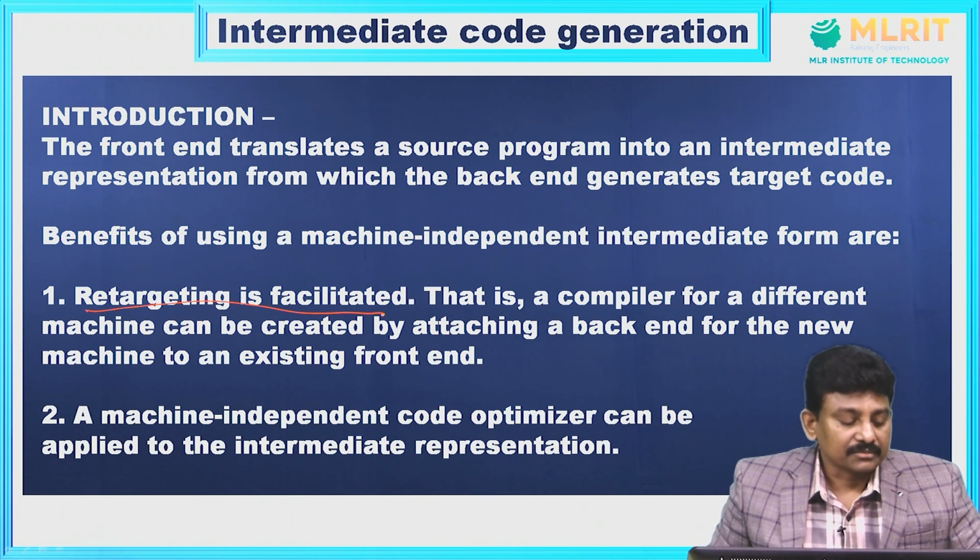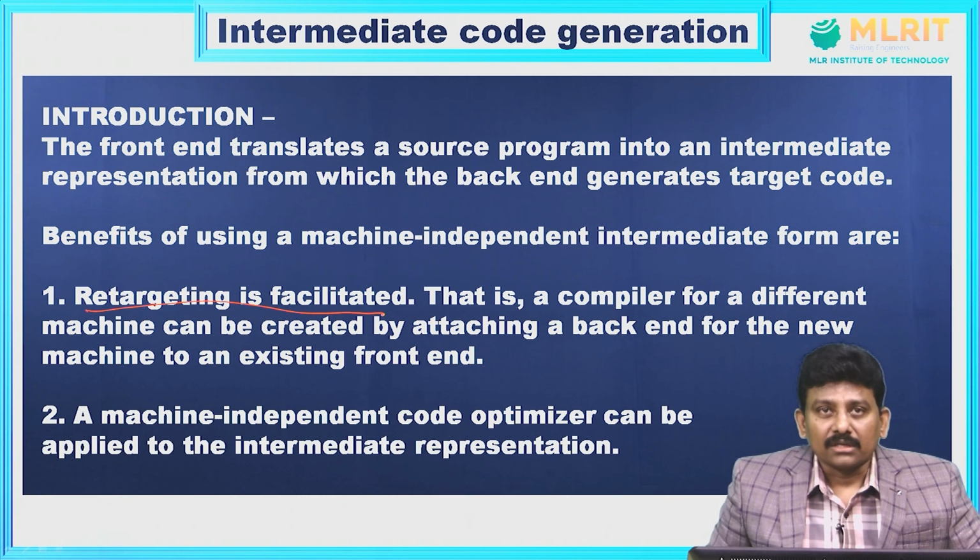The second benefit: a machine independent code optimizer can be applied to the intermediate representation. Code optimization means optimizing the code. That means dead code will be eliminated by using the code optimizer, and some other techniques will be used to improve the code. So, the code optimizer can only be applied to the intermediate representation.